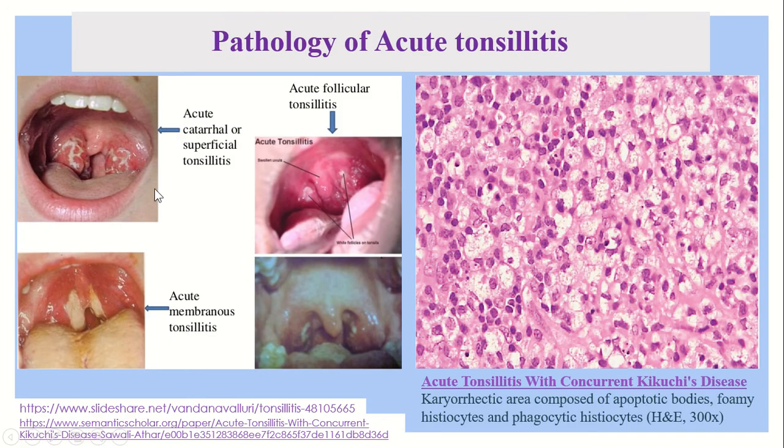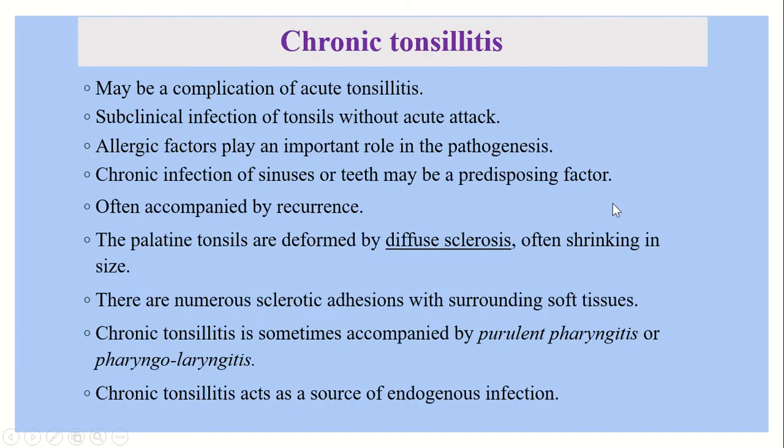Here you can see acute catarrhal or superficial tonsillitis, then acute membranous or acute fibrinous tonsillitis, and here acute follicular tonsillitis. The histology of acute tonsillitis, as we said, shows apoptotic bodies, abundant foamy histiocytes, and phagocytic histiocytes.